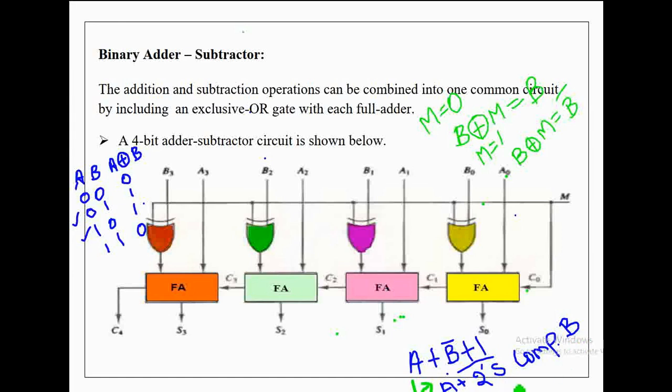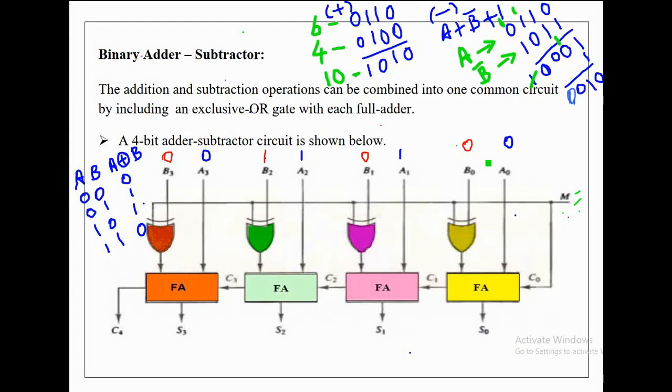Here, A plus 2's complement of B is the method used in digital electronics to perform the subtraction operation. So when the M value is equal to 1, this circuit becomes a subtractor and performs the subtraction operation. Now let's assign values for the bits of A and B and check how this circuit performs the operation.